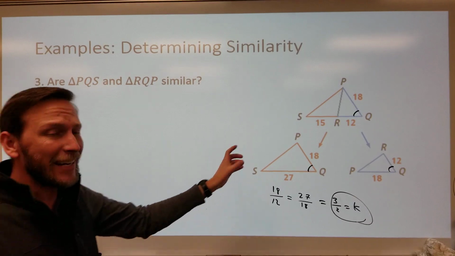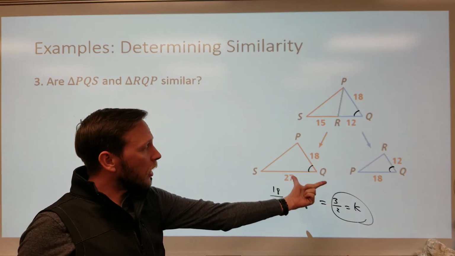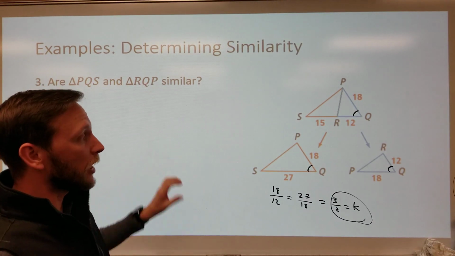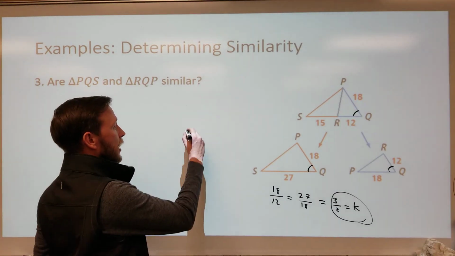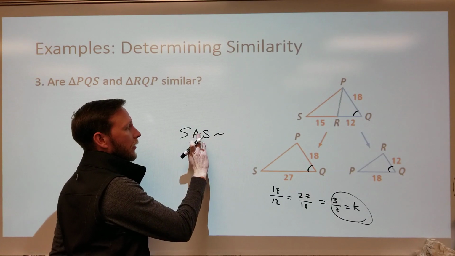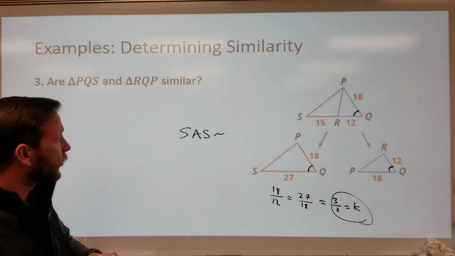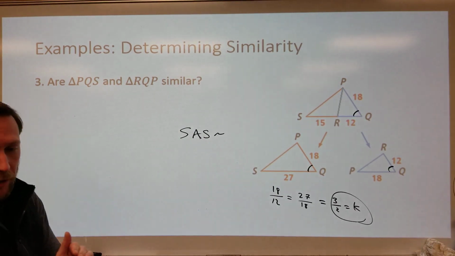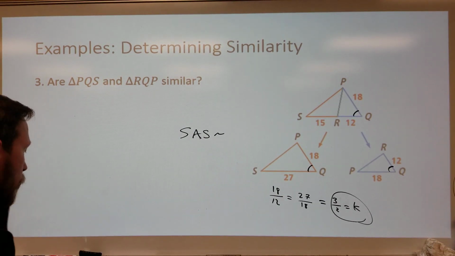And therefore, these sides are proportional. These included angles are congruent to each other. Therefore, yes, these triangles are similar by the side angle side similarity. We can show that we've got that information: two pairs of proportional sides, and the angle that's included between them is congruent.